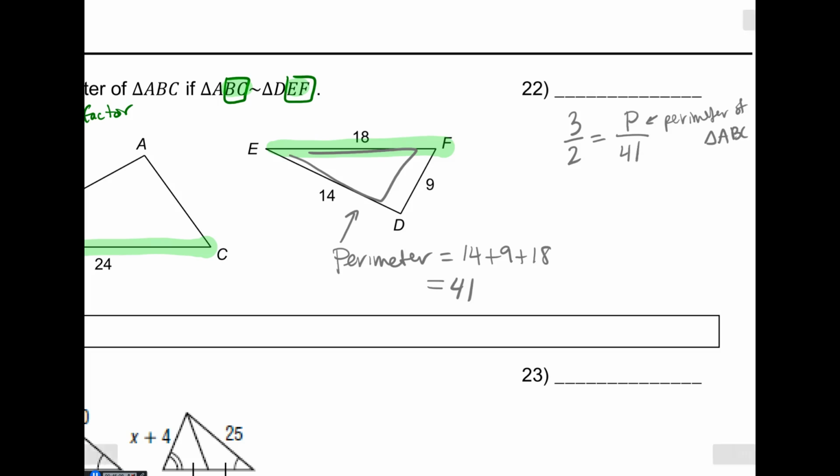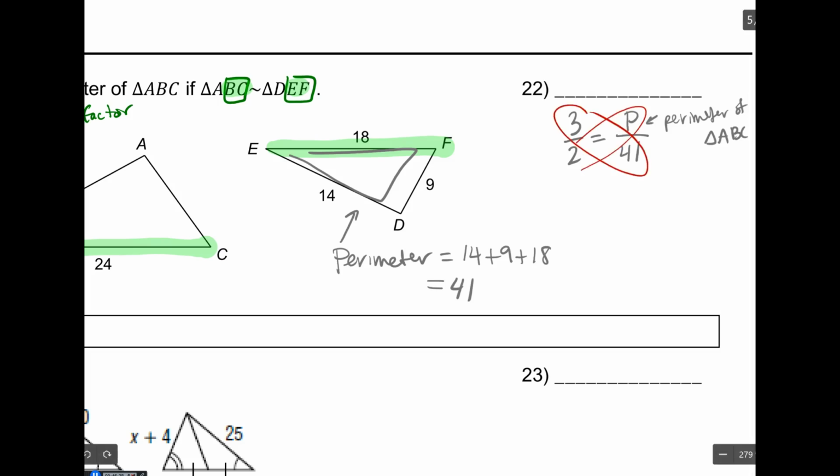So if we cross multiply, let me pause here. Do we understand where I got this? What am I doing here? Perimeter, well, as Dylan said earlier, it's literally just the length of the sides all added together. And we already talked about this. Perimeters of two similar triangles are also proportional to the same scale factor.